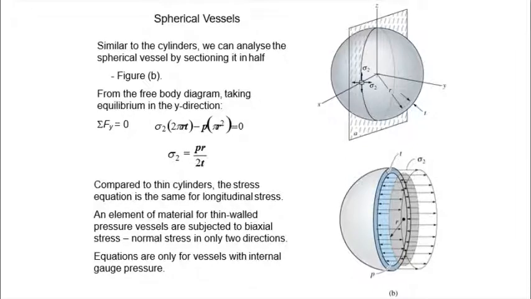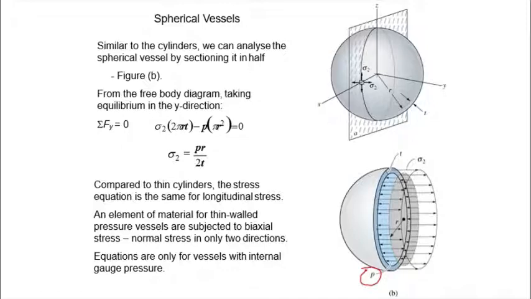Now we go to the spherical vessel. For a spherical vessel, you just need to take one section. Anywhere you take it passing through the centroid of the sphere will give you a hemisphere, as shown in figure B. So if we take a look at the hemisphere, we know that inside the hemisphere there's pressure P. So you have the pressure P inside.